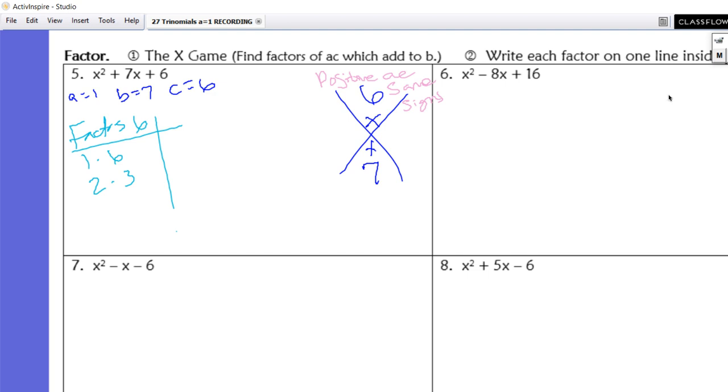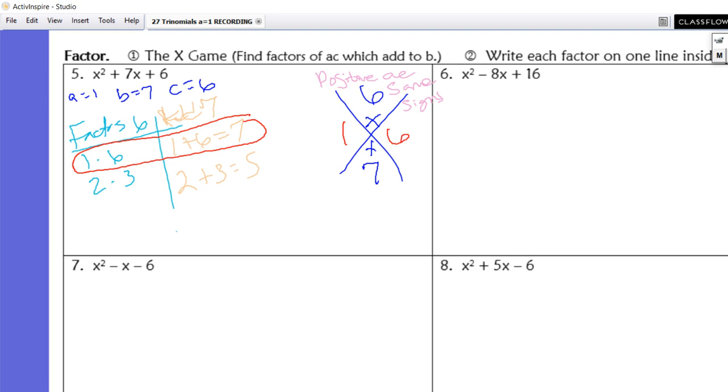Okay, so now we're going to have our adding. So we need to add to 7. So I'm going to think 1 plus 6, that's it, isn't it? And 2 plus 3. So I'm writing down the other one just so that you guys can see why the other ones aren't it. So I've got 1 times 6 is 6, 1 plus 6 is 7. So that's the combination that works.